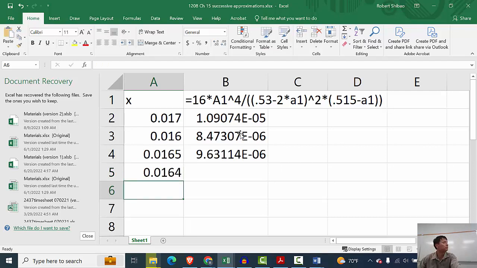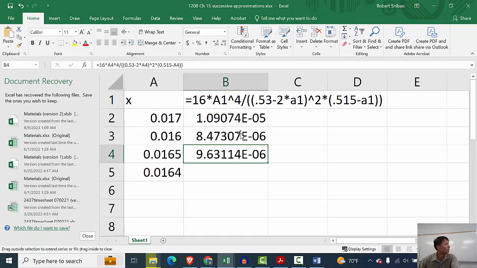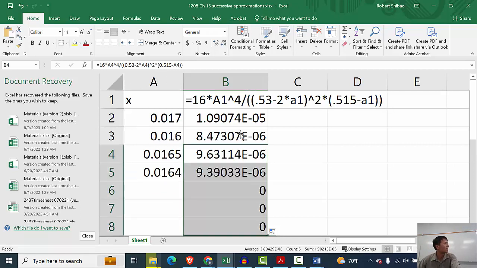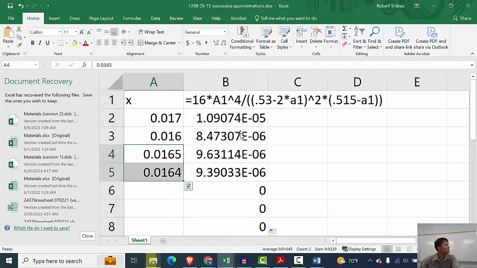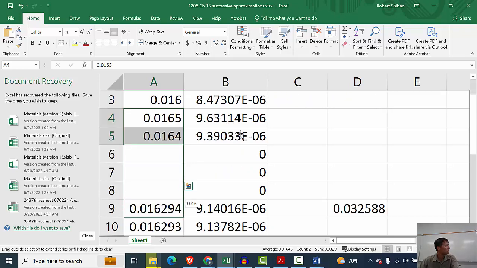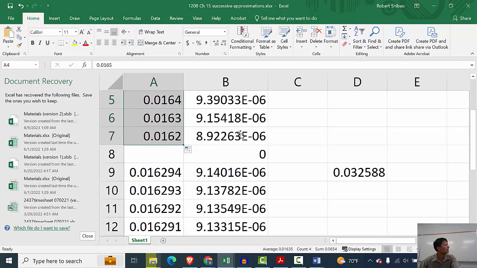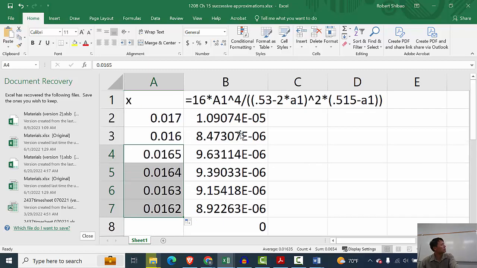0.0164. And see what our k comes out to. 9.39. Still a little bit too big. Now, you know what I'm going to do with Excel is Excel will recognize a trend. So this is 165 to 164. The next one I'll try is 163. So I'm just going to drag this and just have it do it. So I go 165 to 164 to 163 to 162, and then what do I see? I'm really close at 163, but a little bit too high, and at 162, I'm a little bit too low.